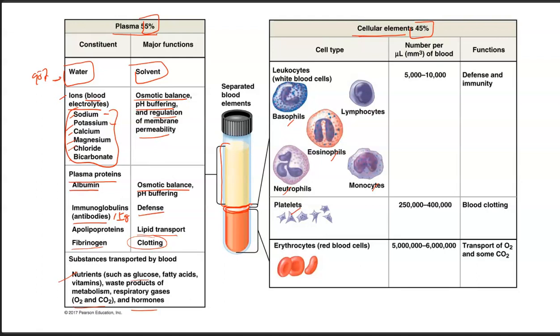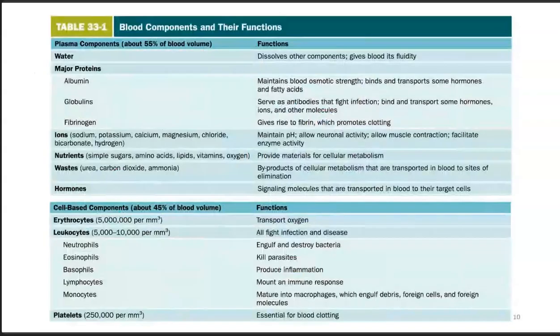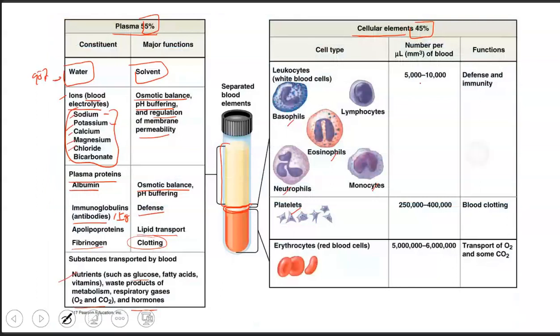The number of white blood cells per 1 microliter of blood may be about 5,000 to 10,000. They function to protect your body, in defense mechanisms and also immunity. And then platelets, about 250,000 to 400,000, are involved in blood clotting.